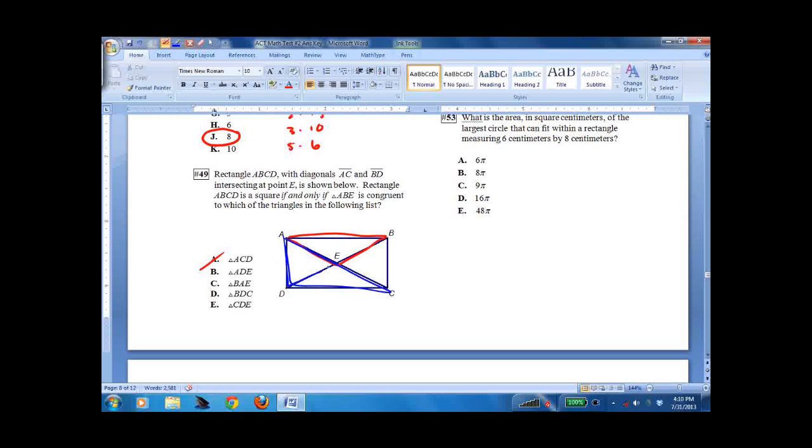ADE, that might make sense. BAE, that's the same one. BDC, I'm going to erase these so I can see what I'm doing. BDC, no, that doesn't make any sense. And CDE, no, if it's congruent, it is already congruent in the rectangle, so it can't be these. So that only leaves me with B, which is correct.